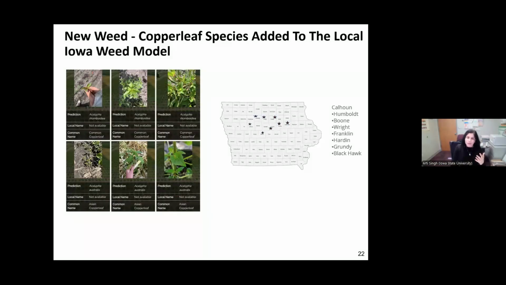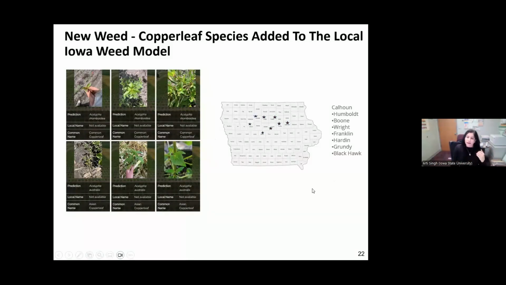Then I got very nervous, and I called Megan and Wes to come to my field. They came, and they were also nervous, but they told me this is not Asian copperleaf, but a common copperleaf, which is a rhomboid copperleaf, a native copperleaf. This gave us a chance to put Asian copperleaf and rhomboid copperleaf into our local model rather than training our big global model. So this is where the relevance is.